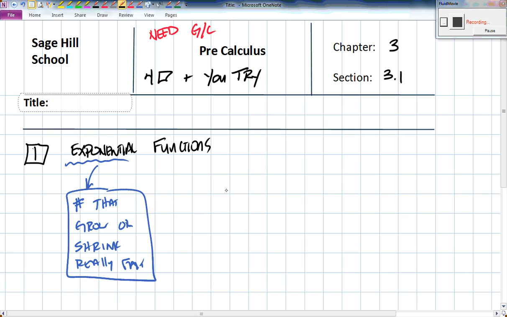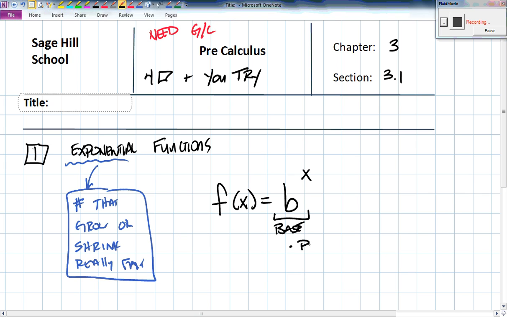But the general form for an exponential function is written f of x equals some b to some exponent. So yes, there is an exponent in exponentials. That makes a whole lot of sense, right? The part down here is going to be our base, and the base has a few key points.